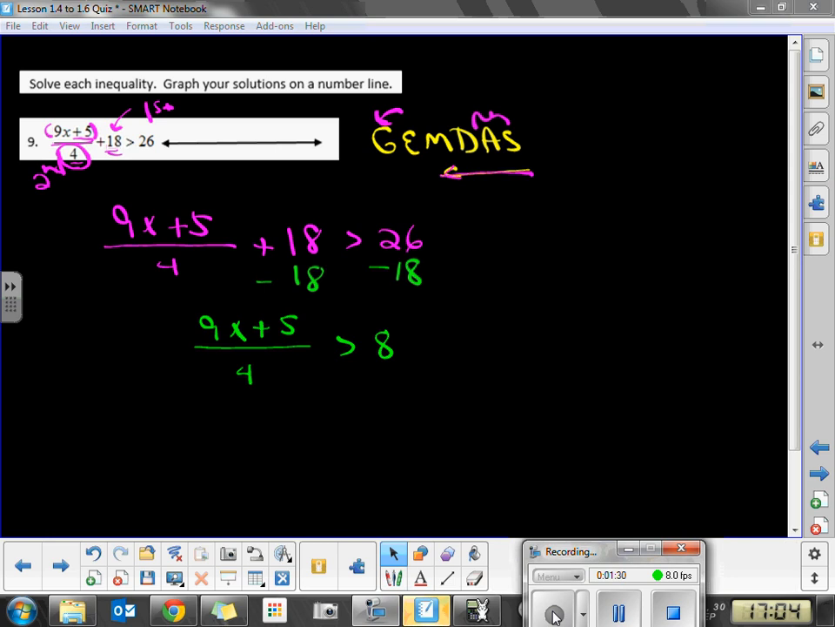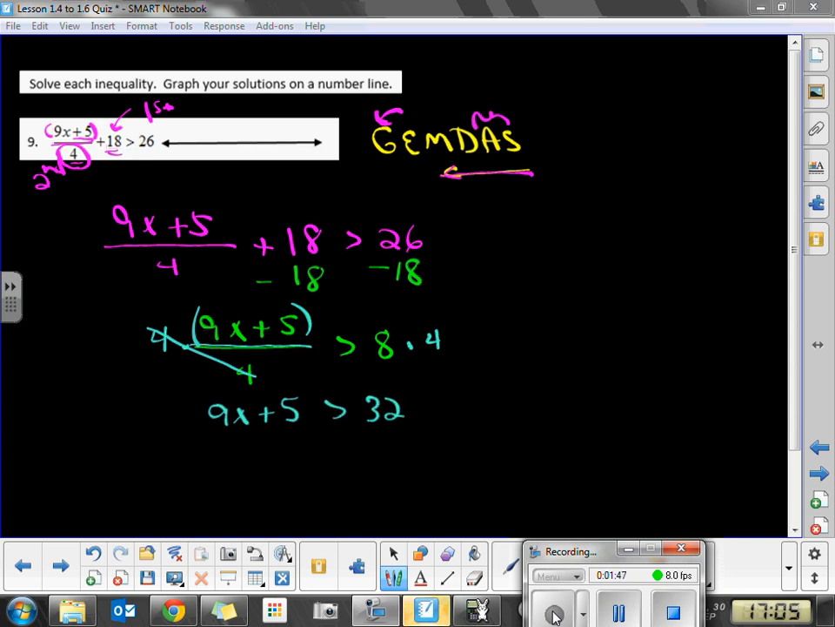Now I can reduce by multiplying both sides times 4. Multiply each side times 4. Now I can break down this grouping symbol. Since our division is gone, the fraction bar is gone, the 9x plus 5 is now cleared of those grouping symbols, and it's got to be greater than 32.